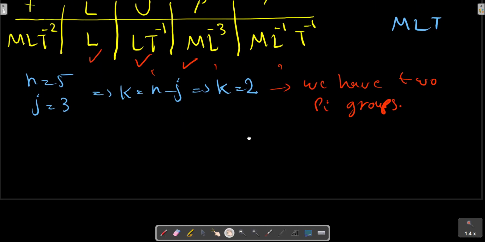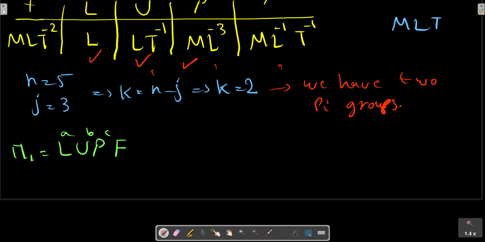So we can continue. Select repeating j variables. We should use repeating j variables to make a pi group. The first pi group is, for example, L, U, rho, the parameters that cannot form a pi group. Multiply the other two parameters, those that can form a pi group, in this case F and mu.